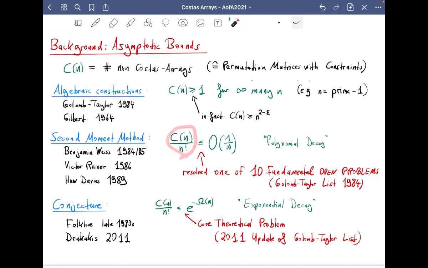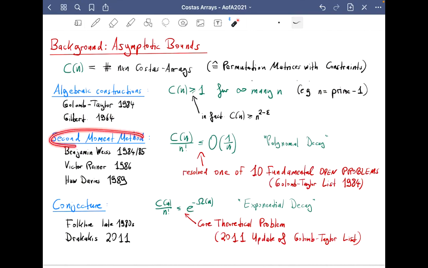There were 3 independent proofs that emerged, each using the second moment method, and each of them giving this polynomial decay. So they do not only show that this number of Costas arrays divided by n factorial tends to 0, but they actually show the decay of something like at most order 1 over n. So it actually goes polynomially to 0.